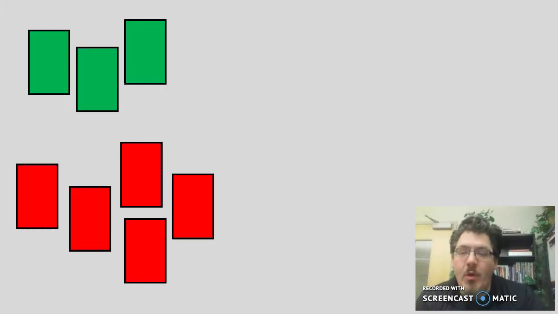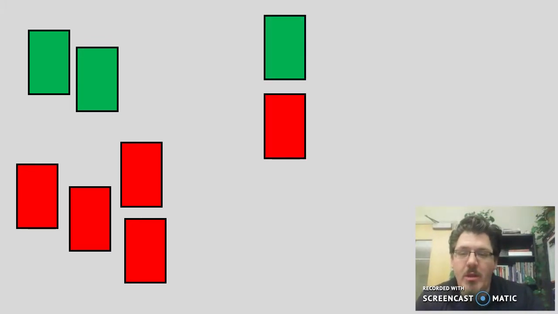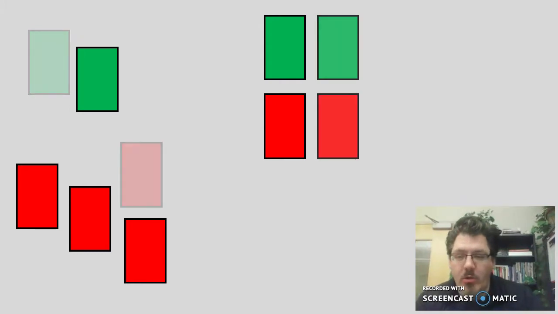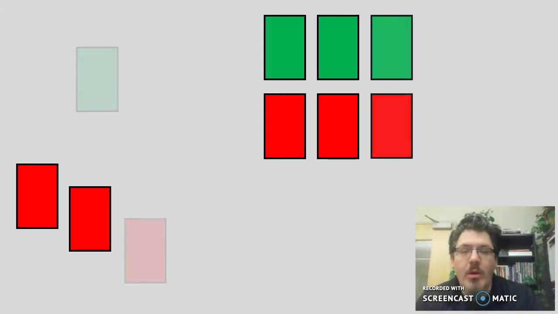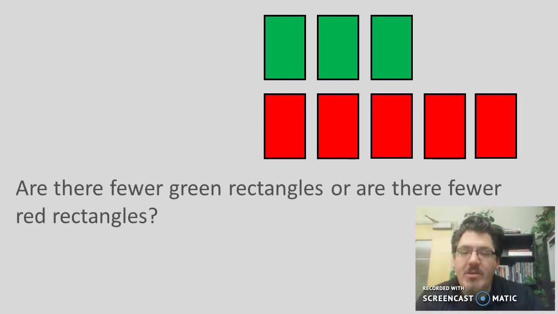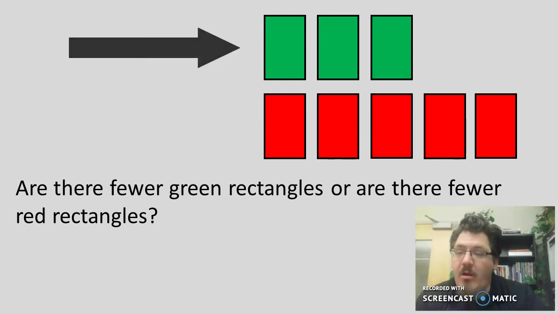Let's try another example. Let's determine if there are more green rectangles or red rectangles. Match them up to start with. One green rectangle and one red rectangle. One green and one red, one green and one red. At this point, we are out of green rectangles and there are still 2 red rectangles left. Ask your child if there are fewer green rectangles or fewer red rectangles. There are fewer green rectangles than red rectangles.